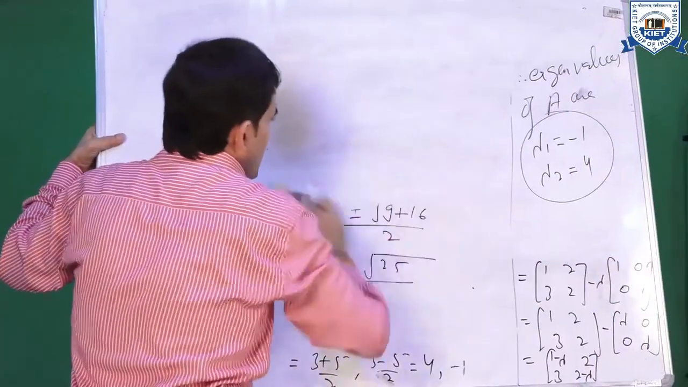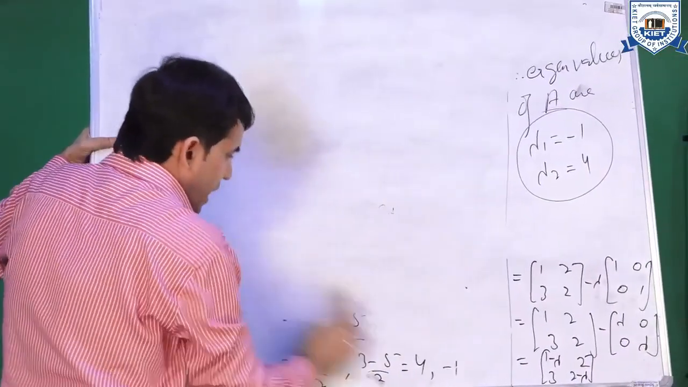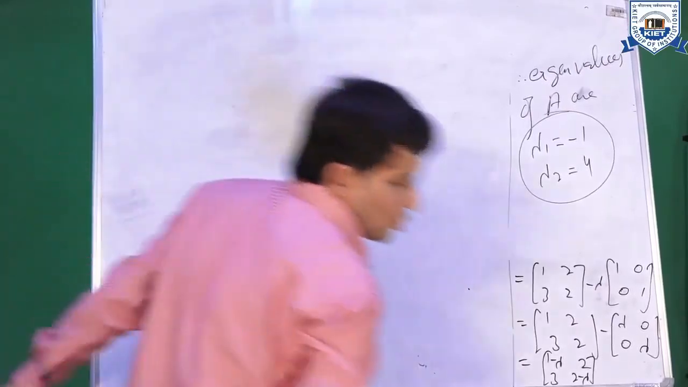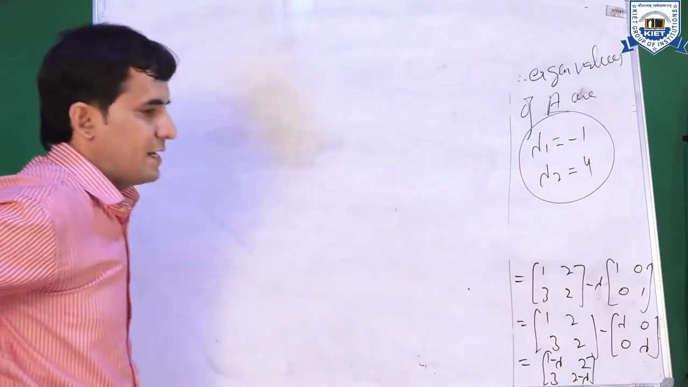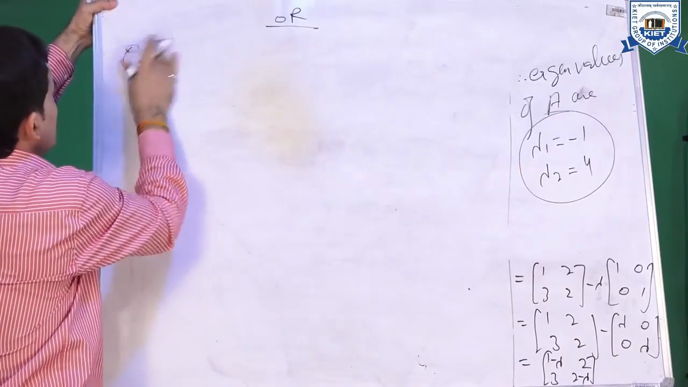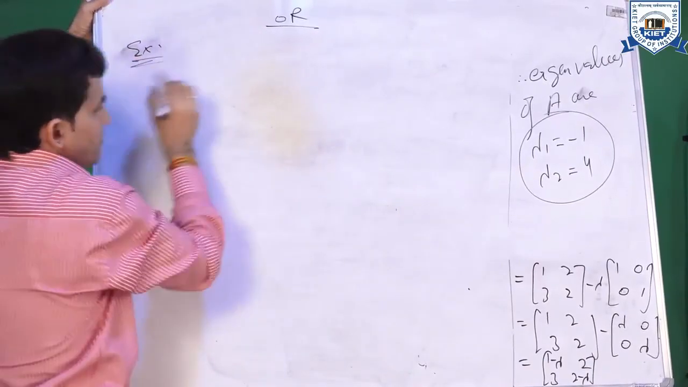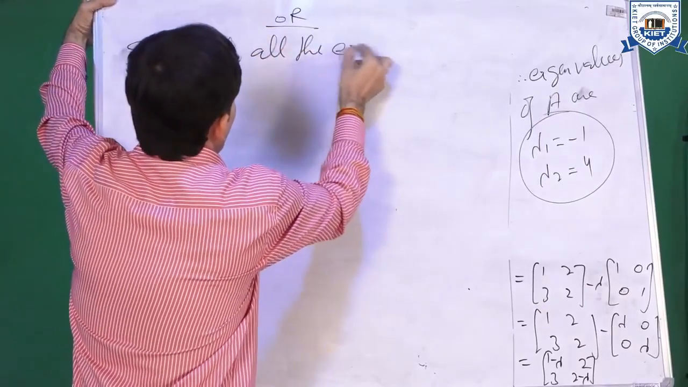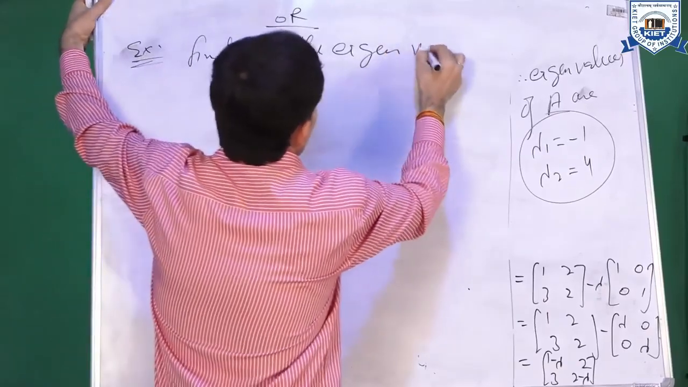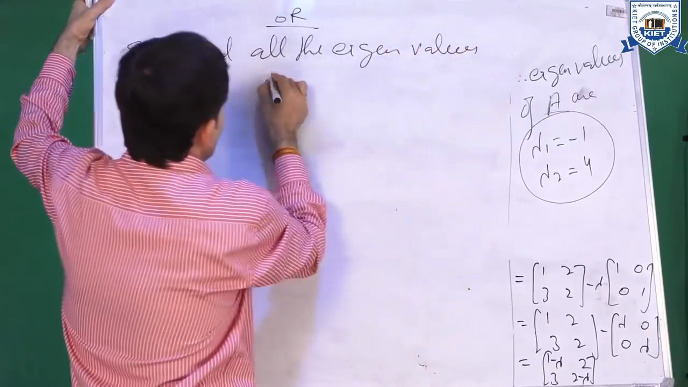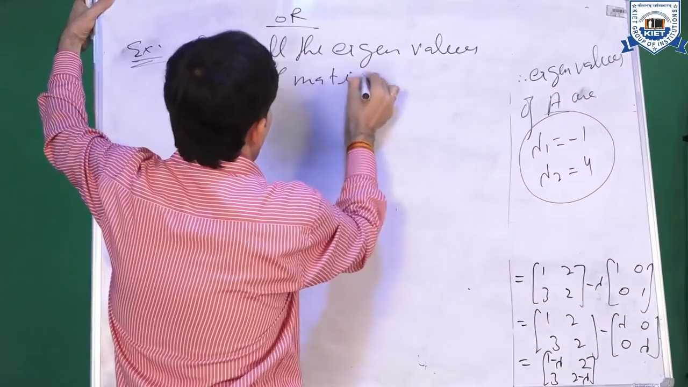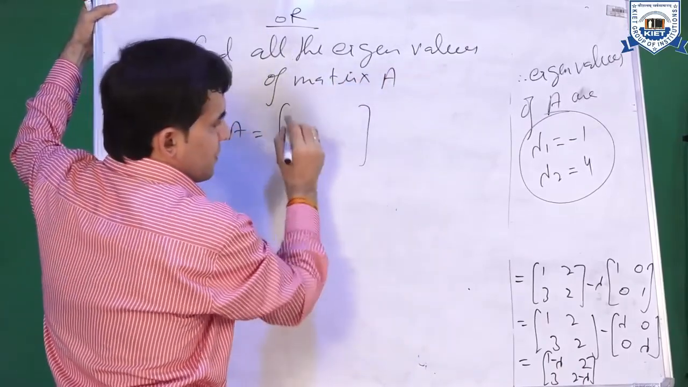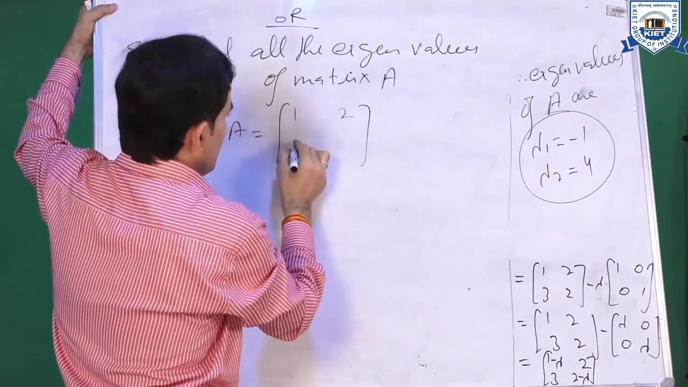Now we have another approach to find the eigenvalues of a 2 cross 2 matrix. Our question was: find all the eigenvalues of matrix capital A, and A was first row 1 2, second row 3 2.